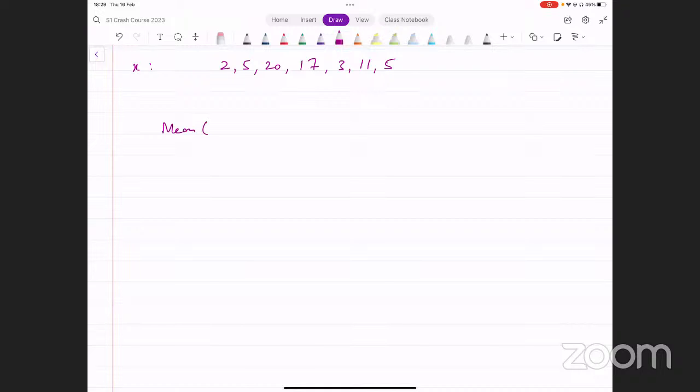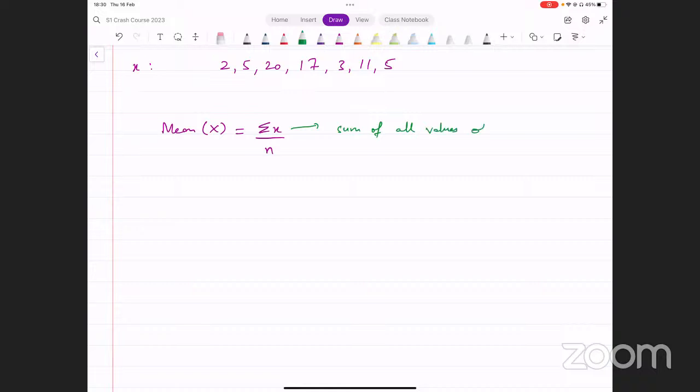So if we had to calculate mean of x, this would look like the sigma x over n. Now, what does sigma x mean? Sigma is a mathematical symbol that we use for sum. So this is sum of all x, right? Sum of x. That means sum of all values of x that we have.